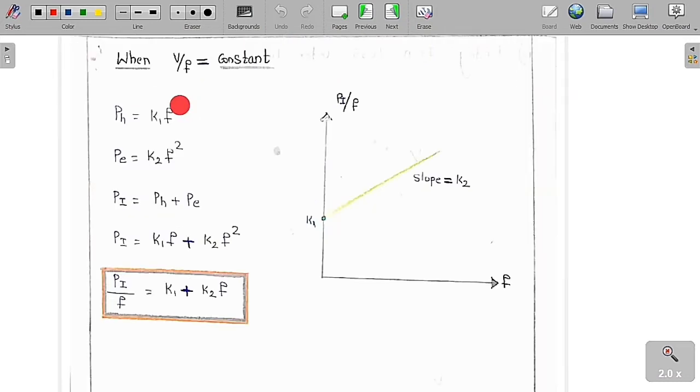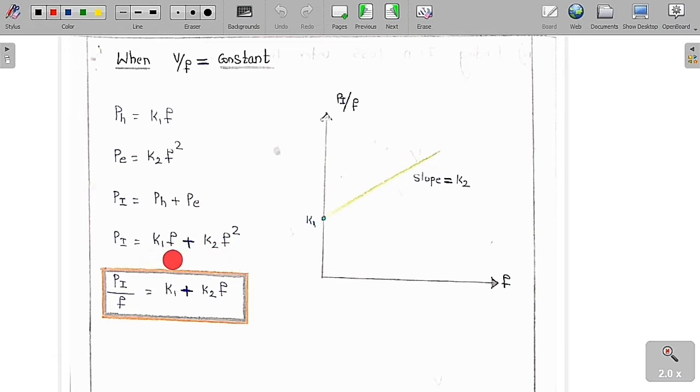Then what is going to happen if V by F is a constant? Suppose V by F is a constant. I've already told you the hysteresis loss is directly proportional to frequency and eddy current loss is directly proportional to square of frequency. So if you remove the proportionality and keep a constant, then we are going to get Ph is equal to K1 into F and Pe is equal to K2 into F square. And what is the net iron loss? Summation of hysteresis loss and eddy current loss, which is Pi is equal to K1 F plus K2 into F square.